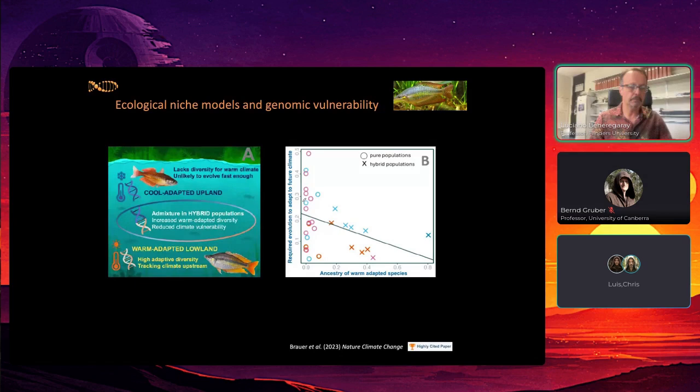So what Chris did in this work then was to estimate genomic offset for the pure upland populations and the hybrid upland populations. And the results are summarized in this plot here on the right. So here on the y-axis, we have the amount of evolution that each population needs to adapt to a future climate. And on the x-axis, we have the ancestry of the warm-adapted species in these local upland populations.